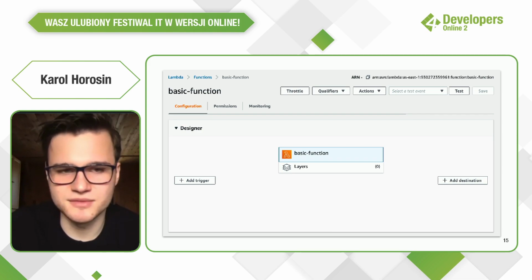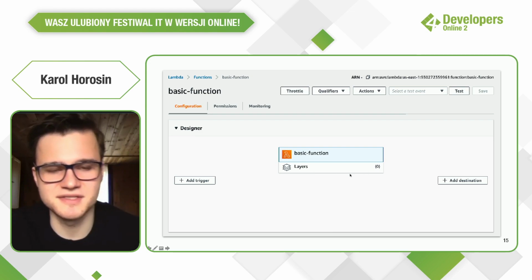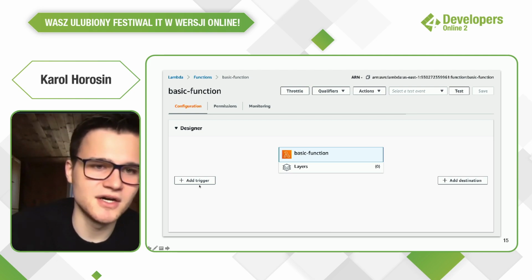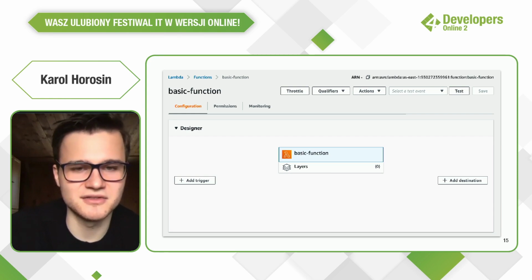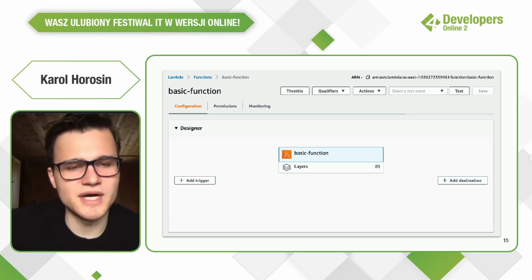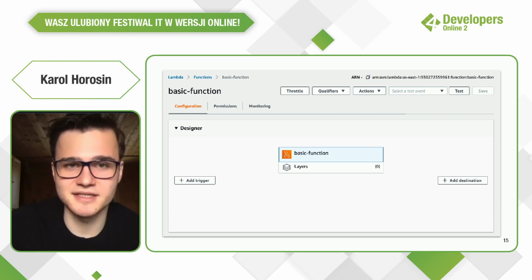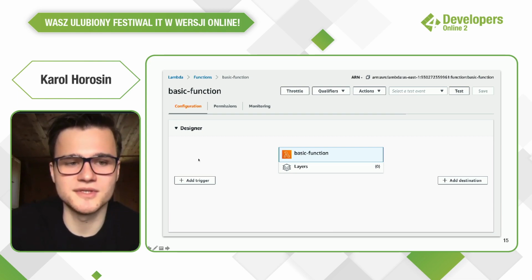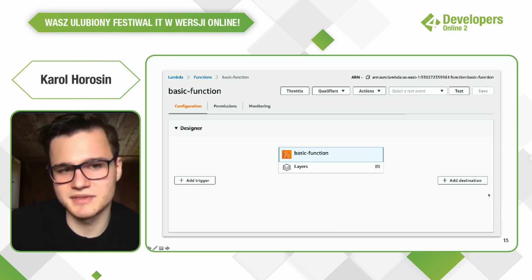When we go to create function, we can see this screen. As you can see in the middle, there is a basic function. This is a visual representation of our Lambda. On the left, we have an add trigger button, and on the right, an add destination button. I mentioned that Lambdas can react to events, like adding a file somewhere, or an HTTP request, like an API, or going to a URL. So this is a trigger. A trigger is the thing that runs your function.